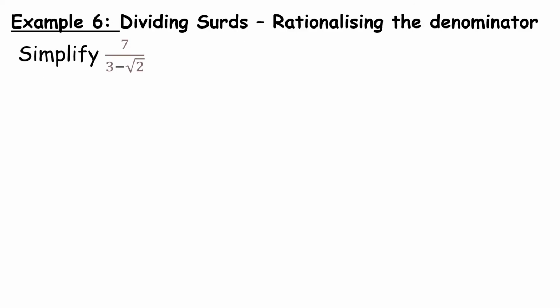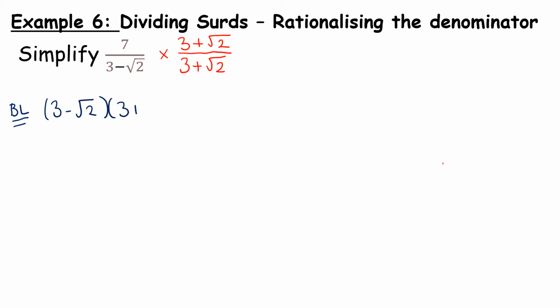So let's look at an example where we want to rationalize this denominator. So we have 7 over 3 minus root 2. So in order to rationalize, we're going to multiply by the conjugate of the denominator. So that is the denominator, but we change the sign. Remember, we're changing that sign to try and get rid of the irrational part, that square root. I am not a fan of working with fractions. I find them a bit messy, so I like to split it out. BL for bottom line. So that's going to be 3 minus root 2 times 3 plus root 2.